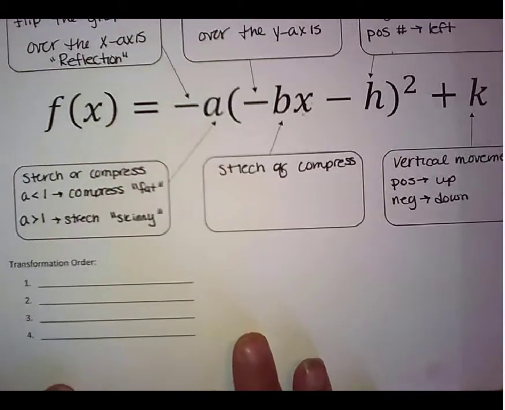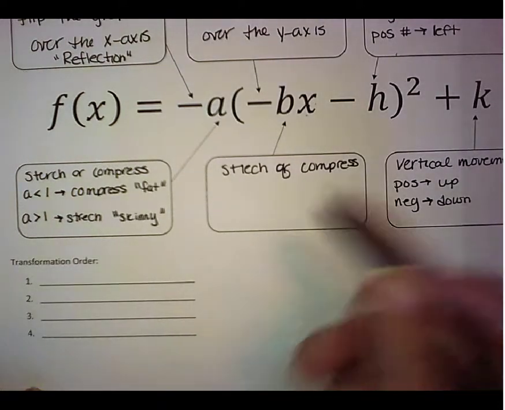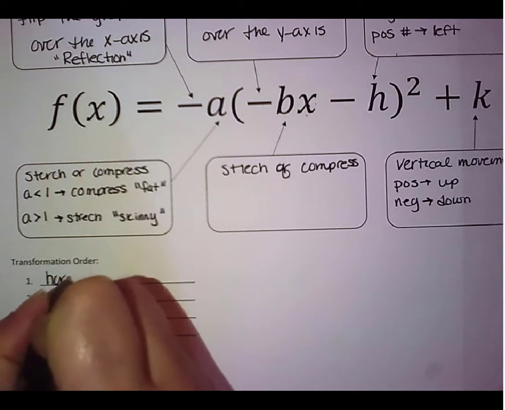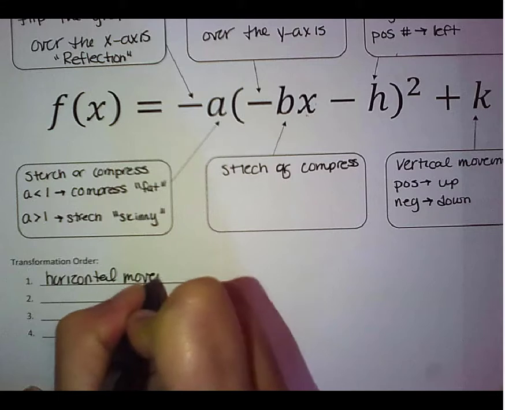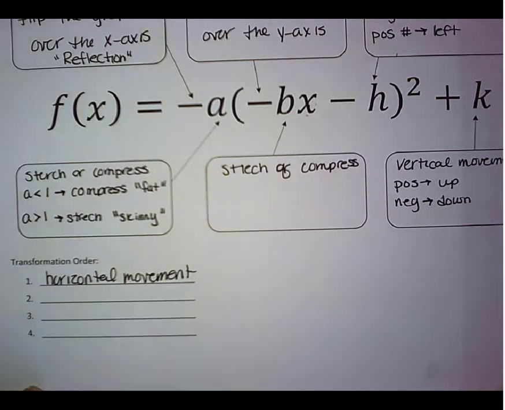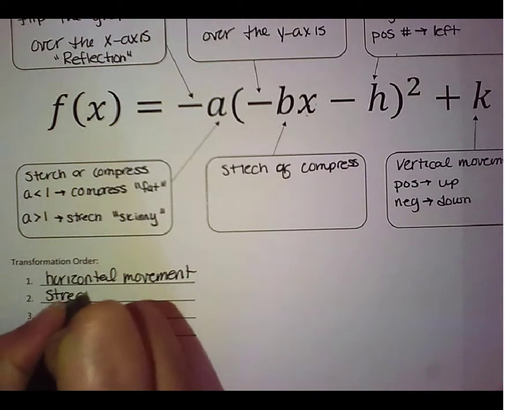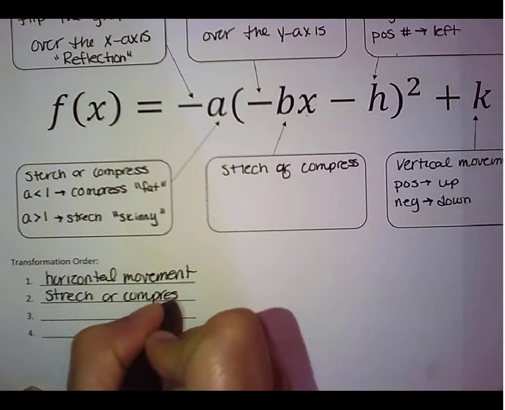So let's talk about the order that you need to do your transformations in. The first thing you need to do is you always need to do your horizontal movement. So we're going to do our horizontal movement first. Once we've done our horizontal shift, to the right or to the left, the next thing we're going to look at is to see if we need to stretch or compress the graph. So do we need to make it fat or skinny?